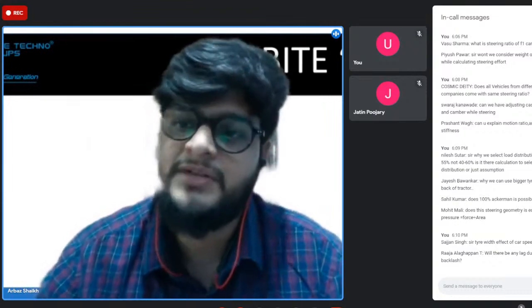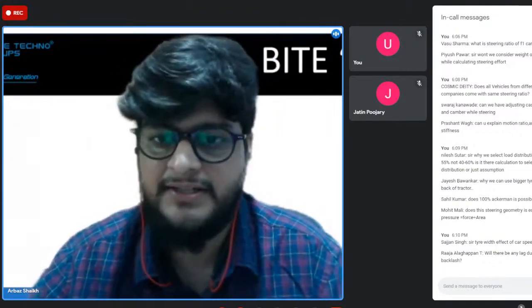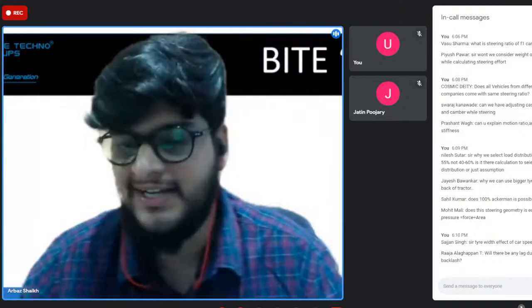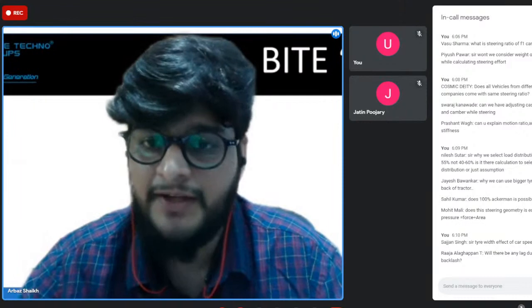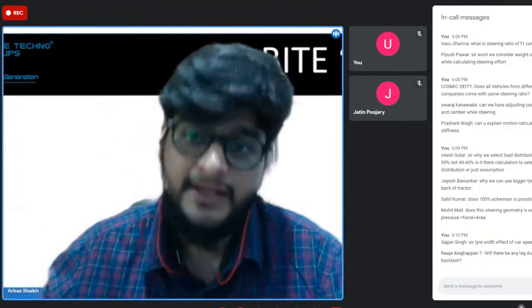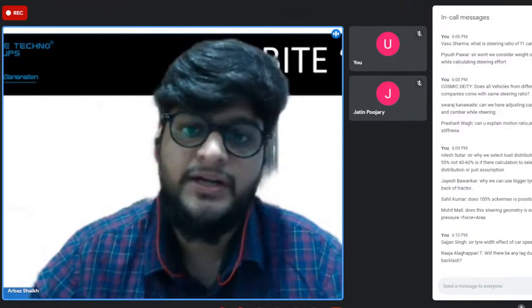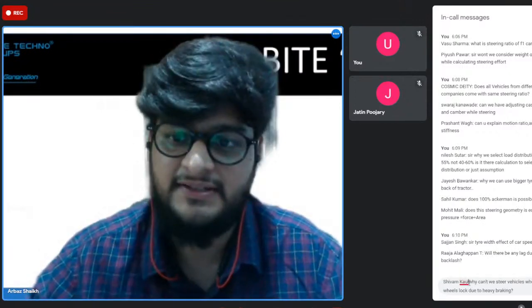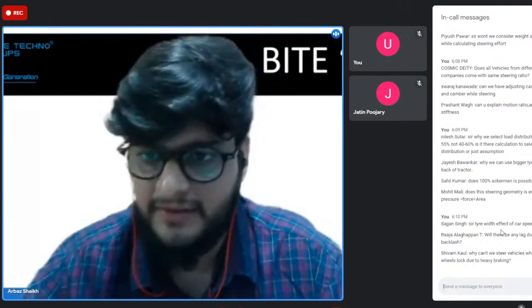Jayesh is asking, why do we use bigger tires for the back of the tractor? That's a very good question, but it's out of the steering syllabus, but still I'll answer it. We want higher torque in the back of the tractor, and the rear wheels are what get the drive, right? We want a high amount of torque because it's going to go into places where it's difficult to get out. That's why we have big diameter tires.